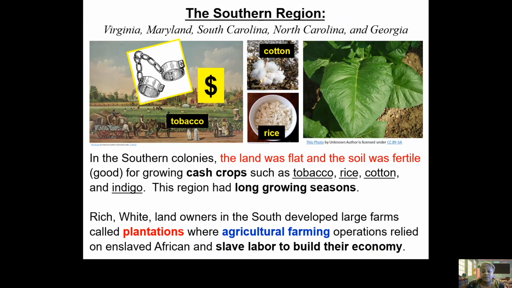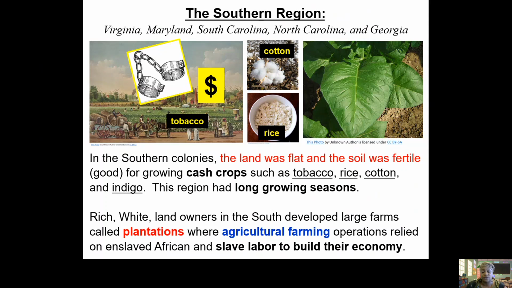And in this area, the southern colonists chose to plant what are called cash crops. Cash crops are not something necessarily that you eat, but it is something that grows. It could be tobacco, it could be rice, cotton, it could be indigo. And these products will be sold to make money, to build the economy.